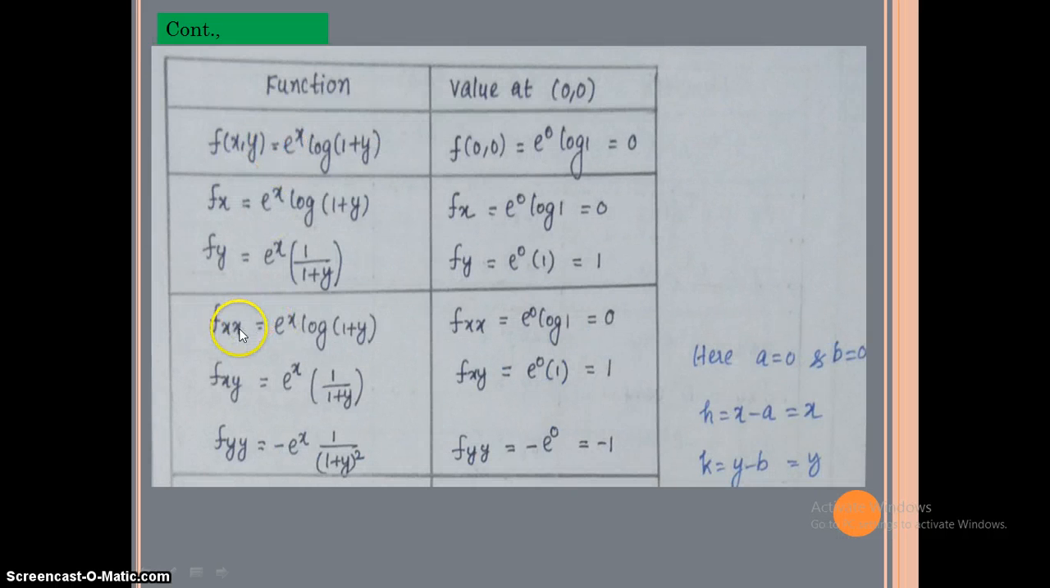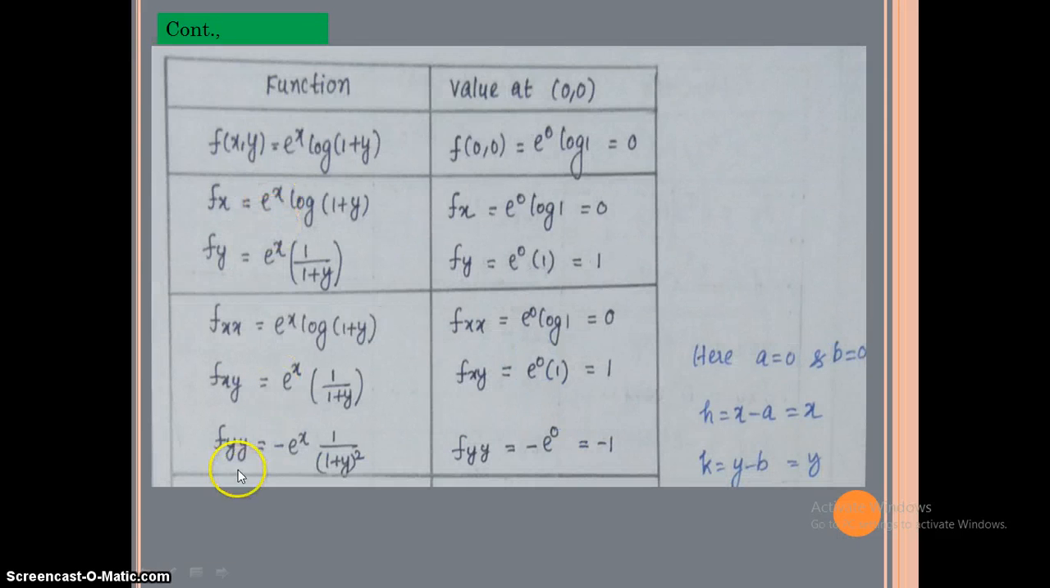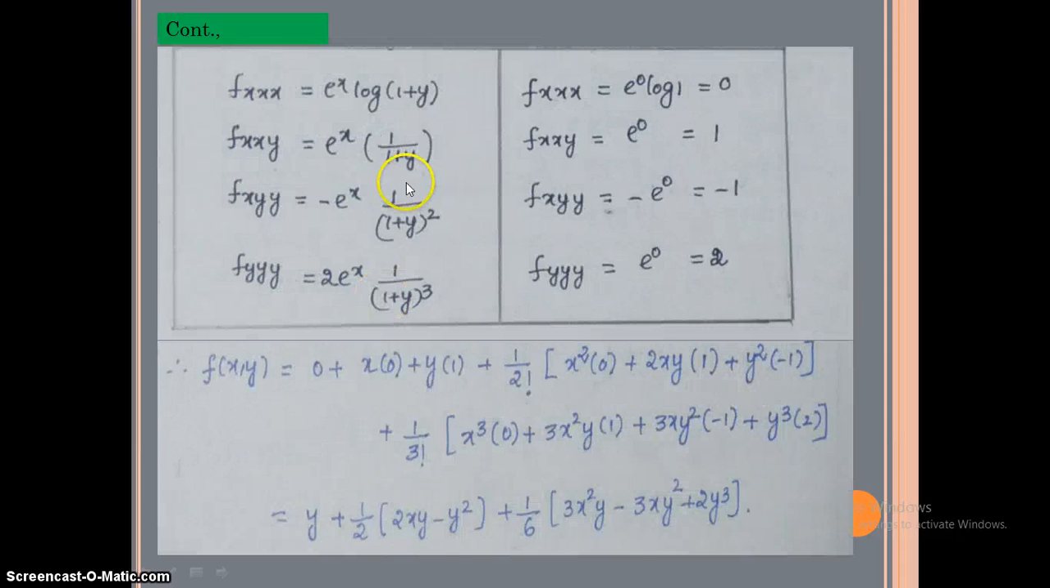So already we know the f double x. Again with respect to y, e power x is a constant term. With respect to y, log of 1 plus y is nothing but 1 by 1 plus y. Then f x double y means we know the f double y value. With respect to x, what is differentiation of e power x? Again e power x. So minus 1 divided by 1 plus y square. We can write as it is.